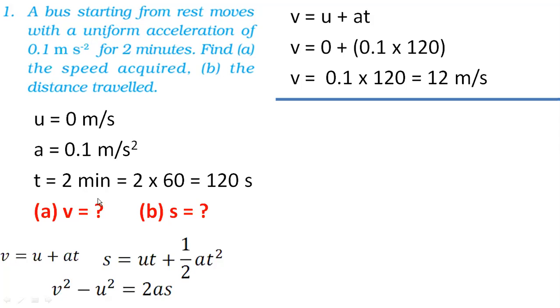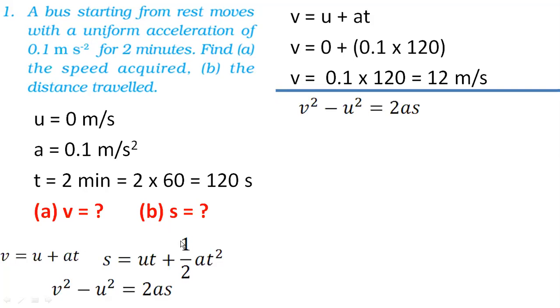So the first bit of the first question we have solved. The second bit is they're asking the distance traveled, the s value. Now you can use either the second formula or the third formula. But I told you the problem with the second one: silly mistakes happen with half at square. So we'll be going with the third one. You can also go with the second formula, it's up to you, the answer will be the same. But we avoided it because silly mistakes happen in the exam.